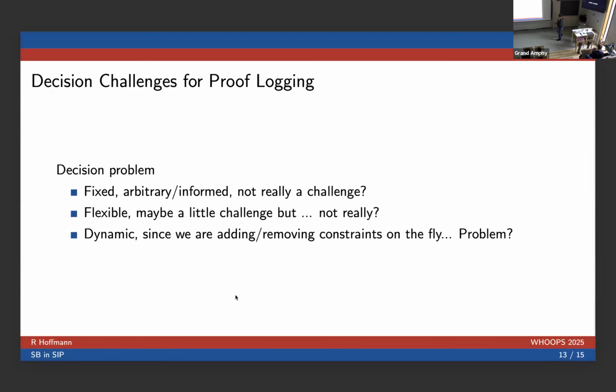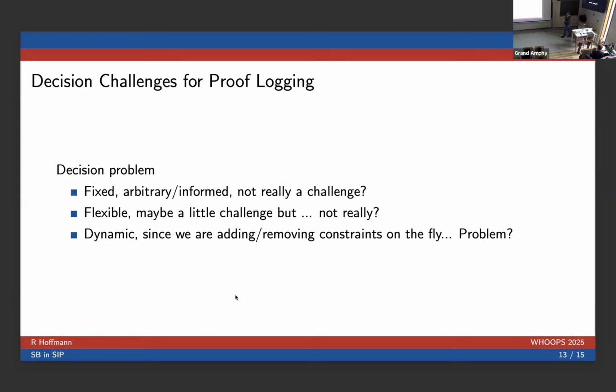Challenges for proof logging, and I will open this up to everybody. Fixed, arbitrary, informed, which is the static one. Thanks to Marcus, I don't think that's a problem anymore. And I do agree, yes, our problems are too small. So I think that is not really a challenge anymore because we're creating the constraints beforehand. We've got them already in the system. We could go over that, that's fine.